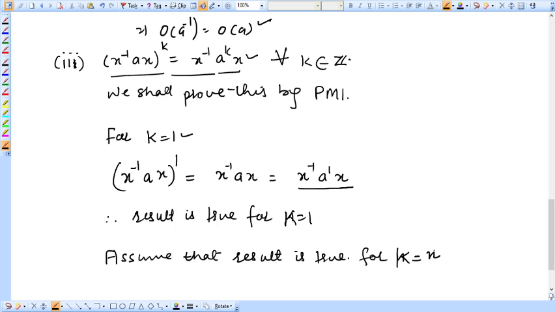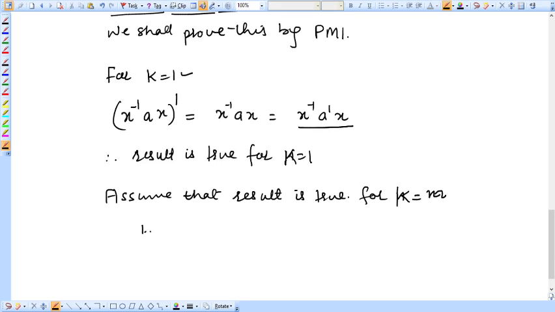Why are we taking k here, k is equal to n? Because generally, instead of k we used to take n, but here k has already been given in the theorem, so we will have to change our terminology. That's why we are using this. Instead of n we are writing k. So assume that the result is true for k is equal to m.